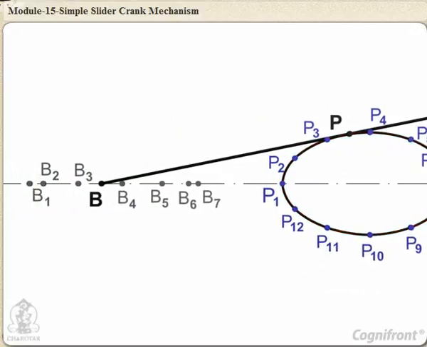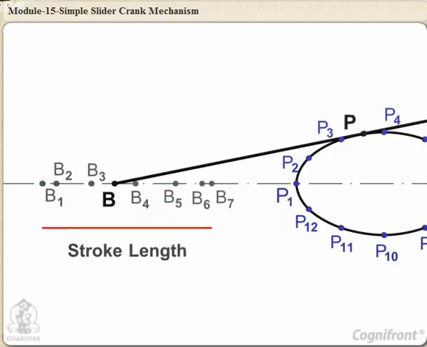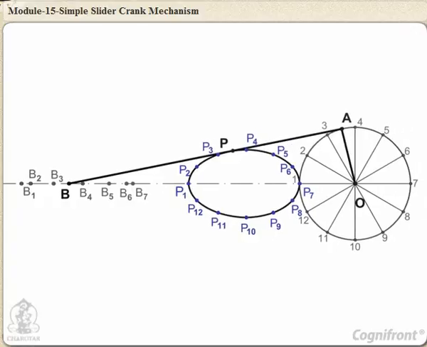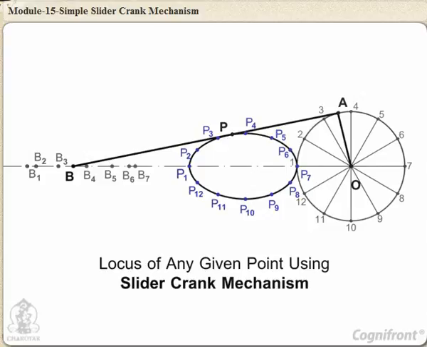Observe that the distance P1, P7 is the travel of the slider and is equal to twice the length of the crank. This length is known as stroke length. Note the movement of the slider is not uniform with that of the crank end A. This completes the procedure to obtain the required locus of any given point using the slider crank mechanism.